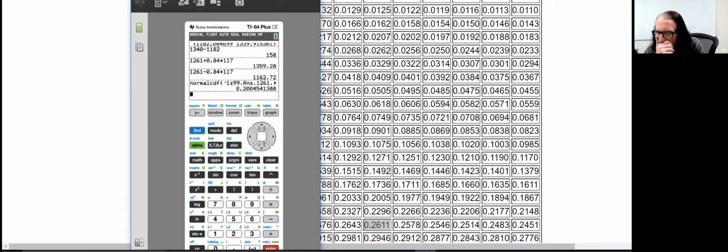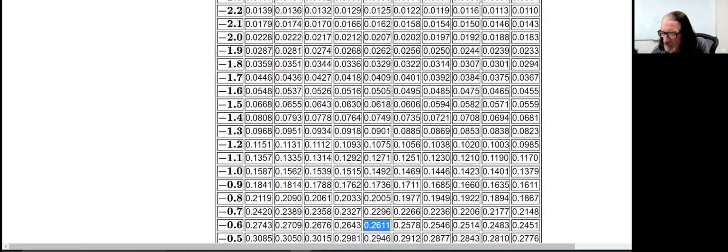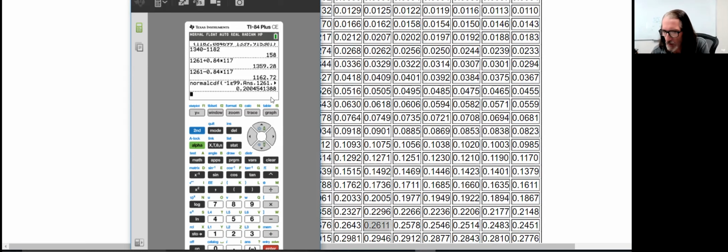Interesting. 0.2611. That's a negative 0.64. And if I put in that, and of course, you can't have a portion of a chip, so let me go with 1186, rounding down. 1186, 1261, and 117. That's pretty close to 0.26.